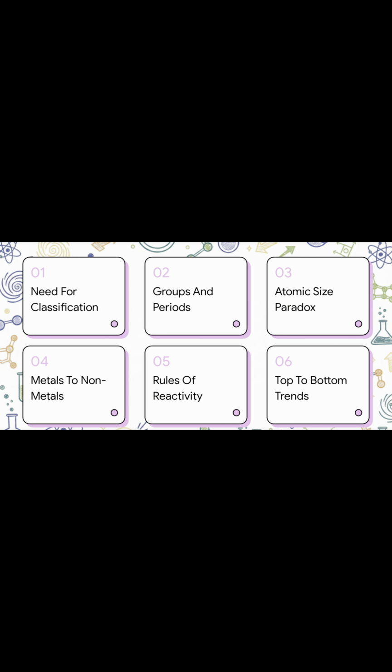So here is our itinerary for today's explainer. We're going to move from the basic layout straight into the behavioral trends, hitting on the need for classification, groups and periods, the atomic size paradox, the shift from metals to nonmetals, the rules of reactivity, and finally, top-to-bottom trends.